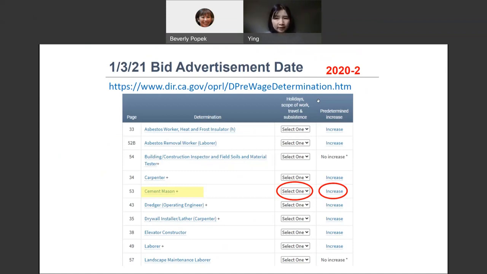And on the further right, you see there is a predetermined increase link. So you basically know that if there is a link for the increase, that means there would be an increase. If you do not see the link, such as for the building construction inspector and field soil material testers, then that means there is no increase. And to get the increase, just click on that link. So let's click on cement mason to find out what the wage sheet looks like.